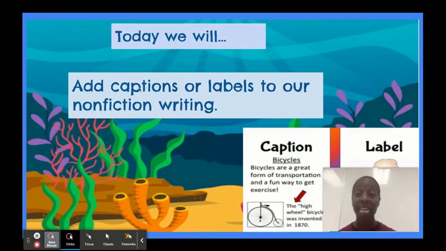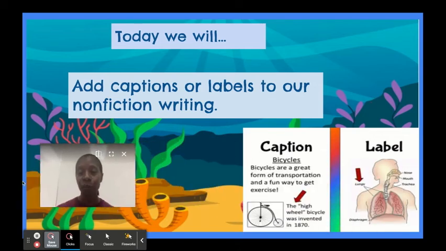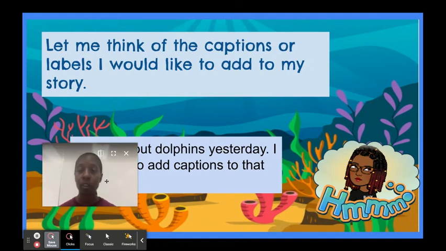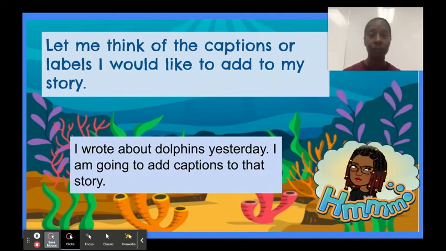Today, we will add captions or labels to our nonfiction writing. So I'm going to move myself right over here. Captions. This is an example of a caption, and this is an example of a label. So when you start writing, whether you're writing about dolphins or another topic, you want to make sure you add in your writing at least one label or one caption. So I'm going to move myself over up here.